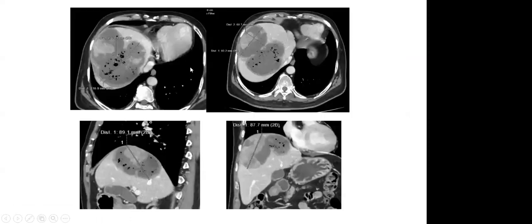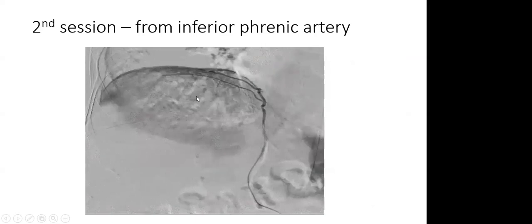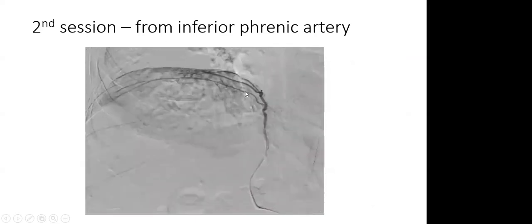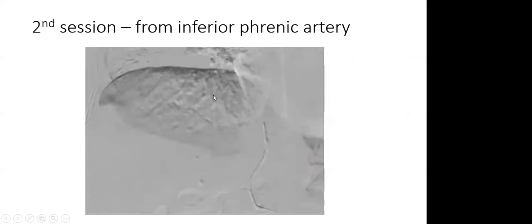We got excellent necrosis of the tumor, almost 80% necrosis with 20% viable tumor. On CT scan, we identified another feeder, the inferior phrenic artery, and we did the second session of DEB-TACE from the inferior phrenic artery. After this, the patient had some pleural effusion as well as breathing difficulty.